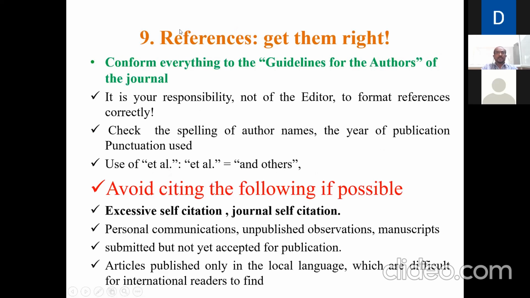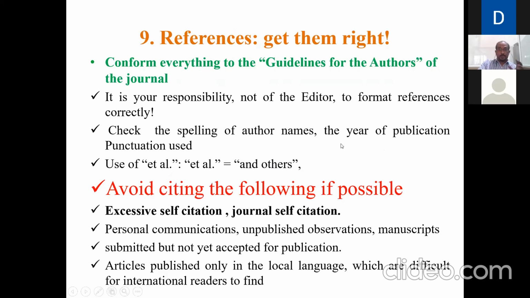Next one is references. Reference means what we have referred. That is the final part of our paper. So confirm everything to the guidelines for the authors. The referencing pattern differs from journal to journal. So first you go through the guide for the authors and understand what type of referencing they are asking for, and then you can follow that particular referencing, right?